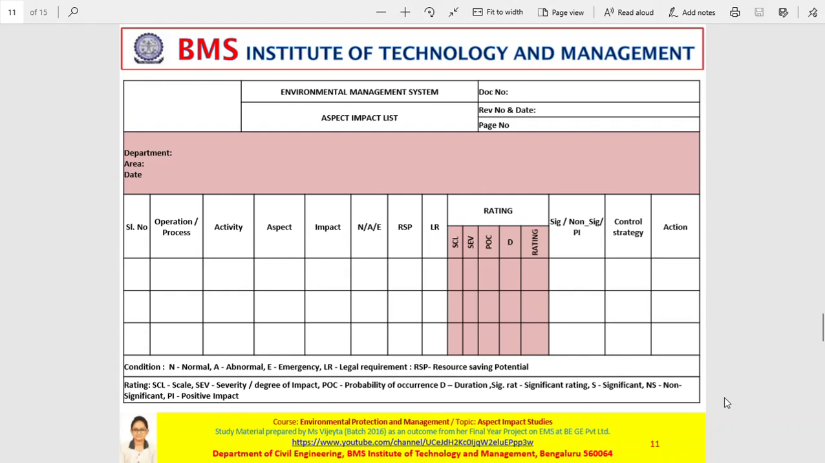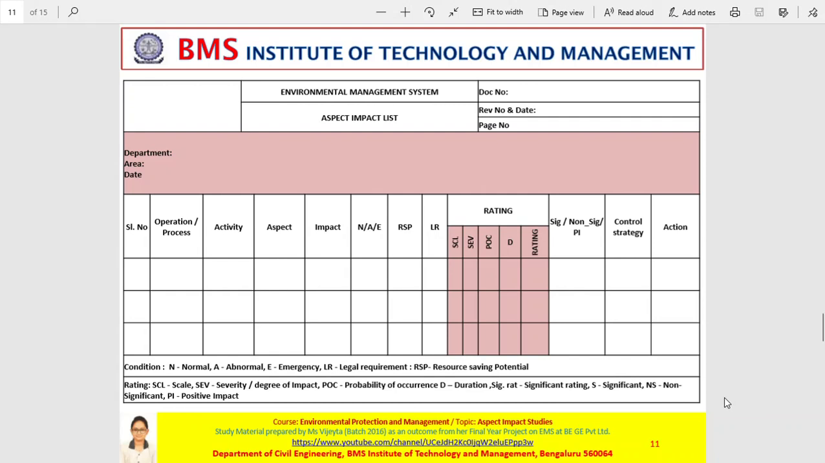The next column shows significant or non-significant or PI. Here, significant depicts significant aspects. Significant aspects implies that the aspect causes a significant impact on the environment and measures have to be adopted in order to reduce or eliminate them. Non-significant implies that the said aspect does not cause any significant impact on the environment. PI depicts positive impact. A particular aspect that does not harm the environment and prevents resource depletion is called positive impact.